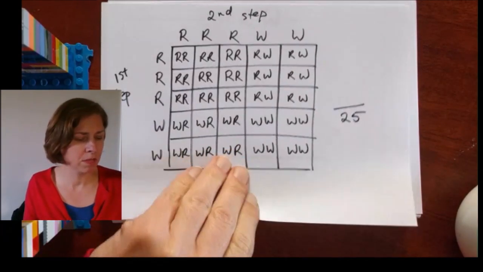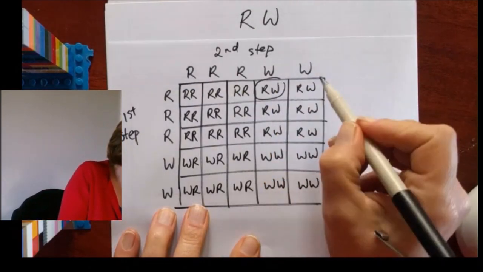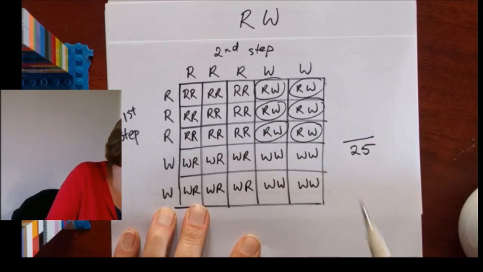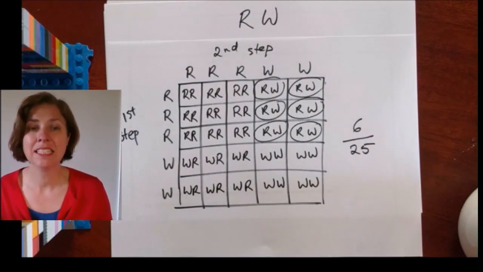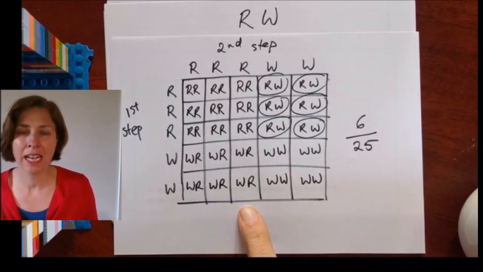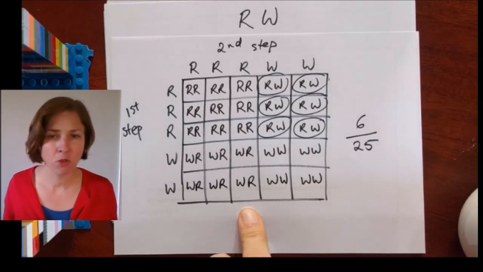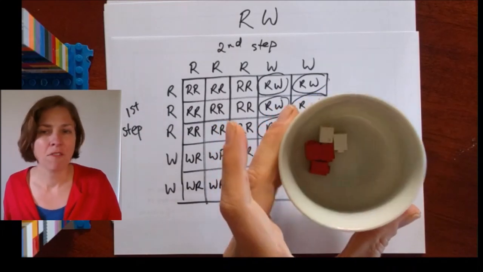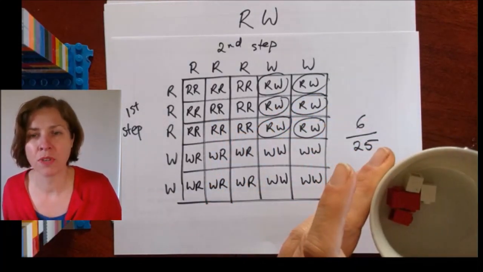How many of them look like this? Red, then white. 1, 2, 3, 4, 5, 6. So the probability of getting red then white is 6 over 25. But that's a pretty annoying way to have to calculate this. I had to draw a whole grid and I had to have 25 places in my grid. Now imagine if I'd had 50 reds and 25 whites. I don't want to have to draw a grid that big.